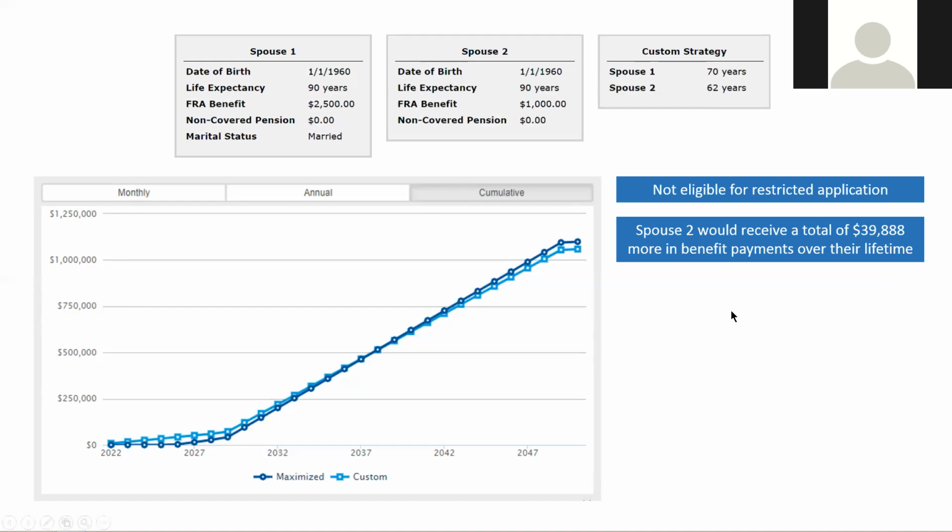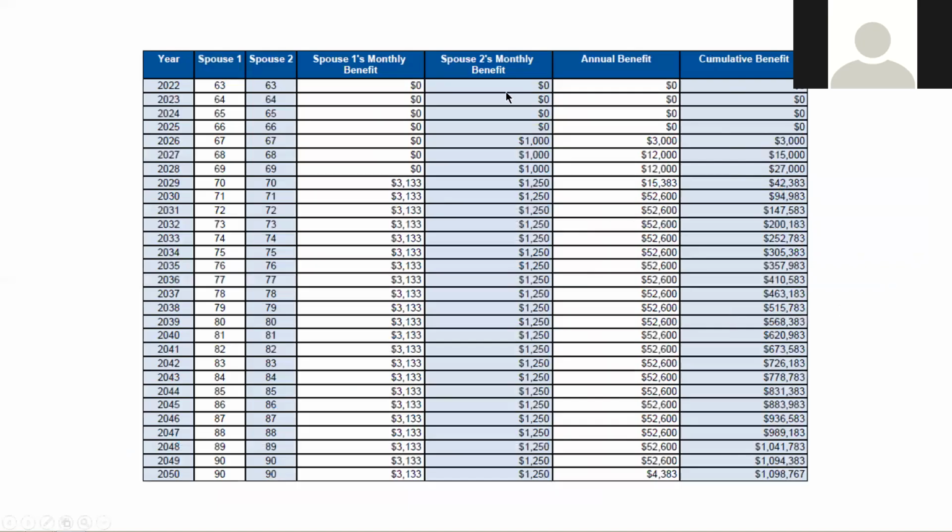On the next slide, we're going to show, on the left-hand side, projected years, projected ages that they attain. We've got the monthly benefits for spouse 1 and 2. Then this is basically the combined annual amount each year. And then you've got the cumulative amount. So adding up every year's benefit, okay?